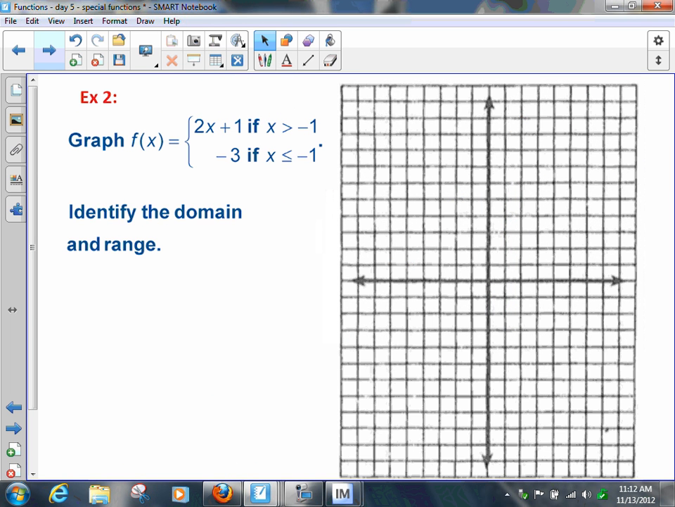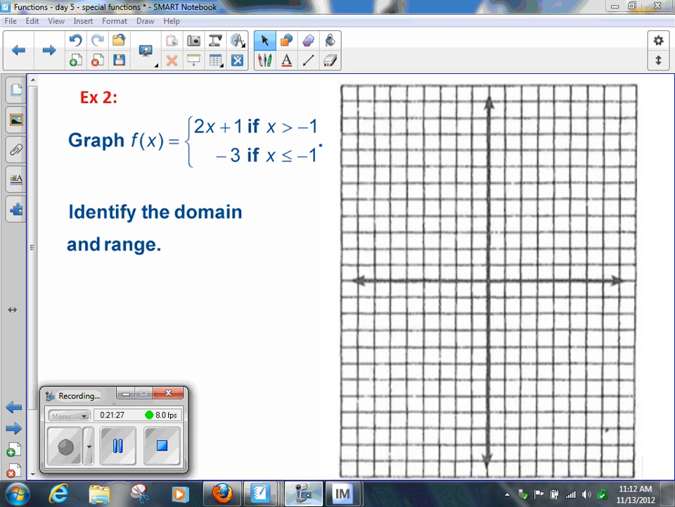I want you to do this one yourself. I want you to graph each of these using the constraints given. First line, try to do that in one color. Do your second one in another. I've got colored pencils back there if you would like to use them. You don't have to. But see what you can do with that.